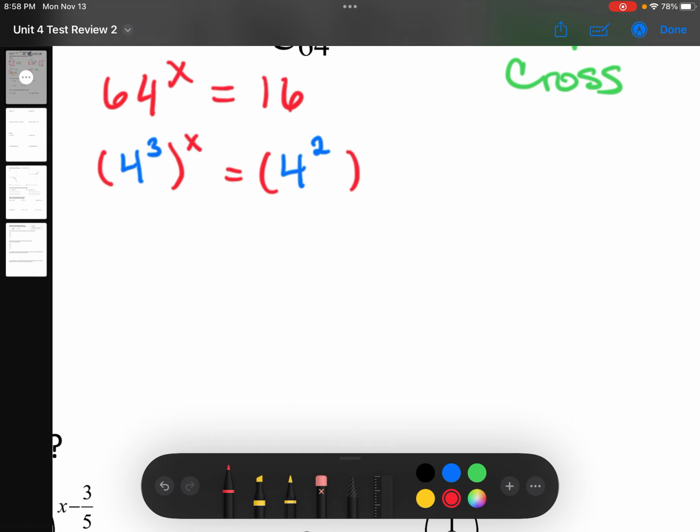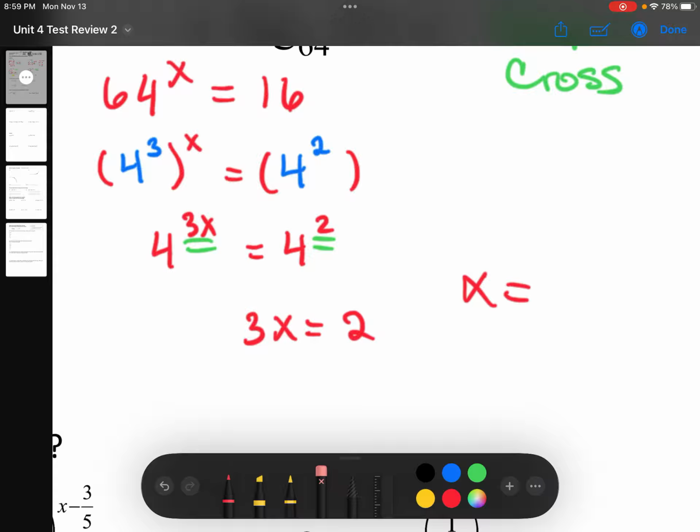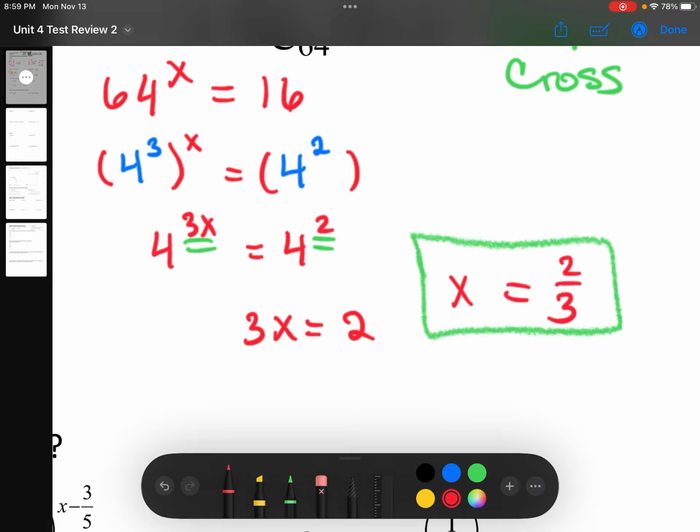So on the left, we raise a power to a power. That's 4 to the power of 3x, equaling 4 to the power of 2. And now the exponents here must be equal. So 3x must equal 2. Divide off the 3, and x is 2 over 3. Again, feel free to leave it as that fraction.